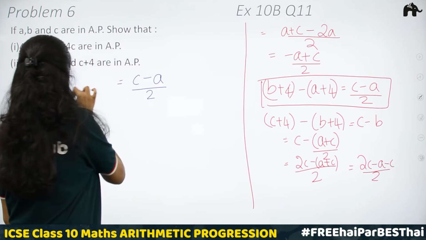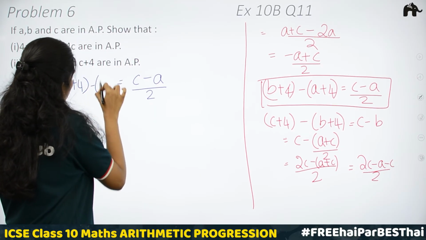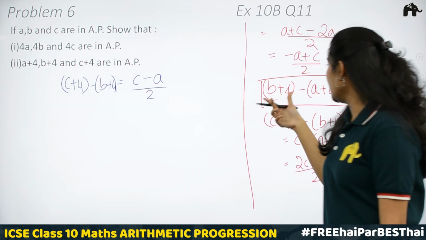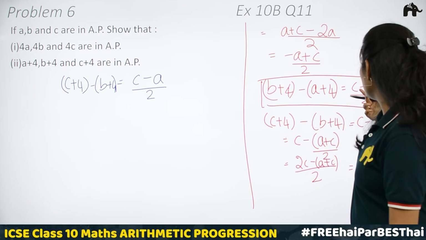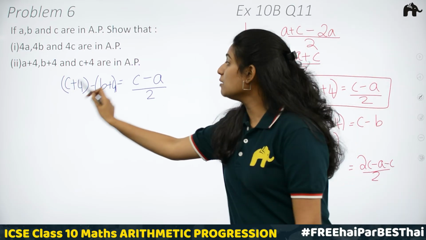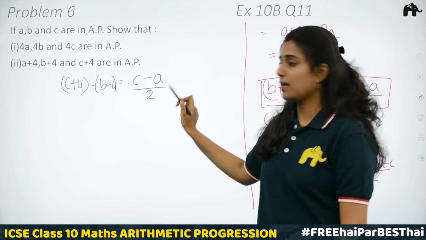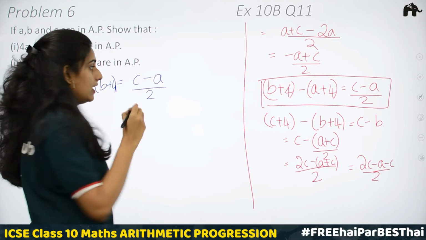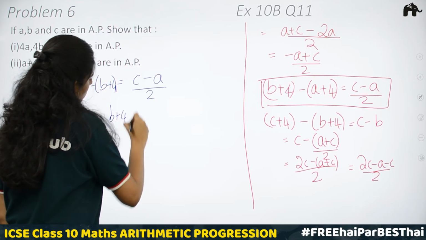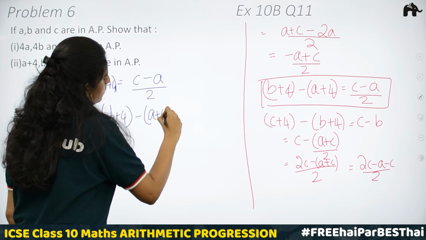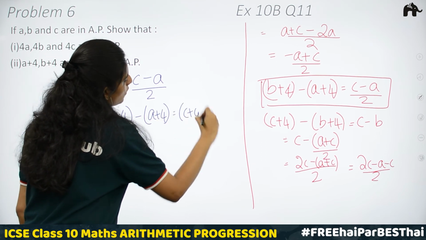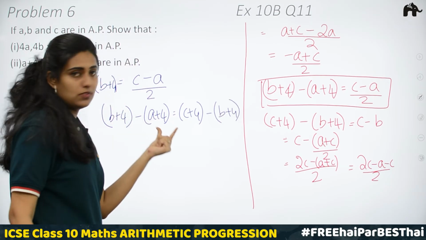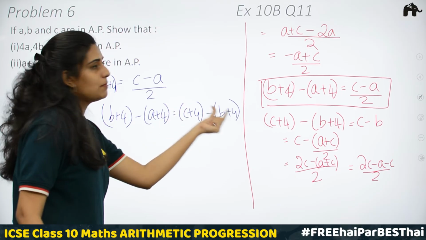This is C plus 4 minus B plus 4. Now check them. Second term minus first term is equal to C minus A by 2. Third term minus second term is also equal to C minus A by 2. RHS we have equal, which means LHS should be equal. Therefore, B plus 4 minus A plus 4 is equal to C plus 4 minus B plus 4. That is, second term minus first term is equal to third term minus second term.